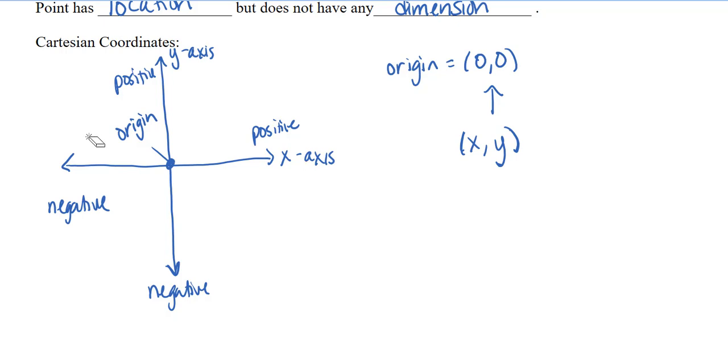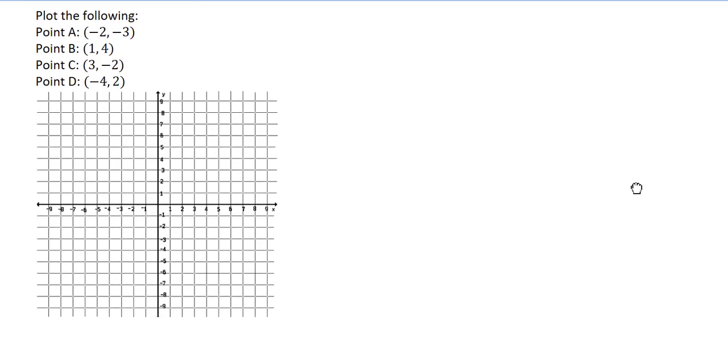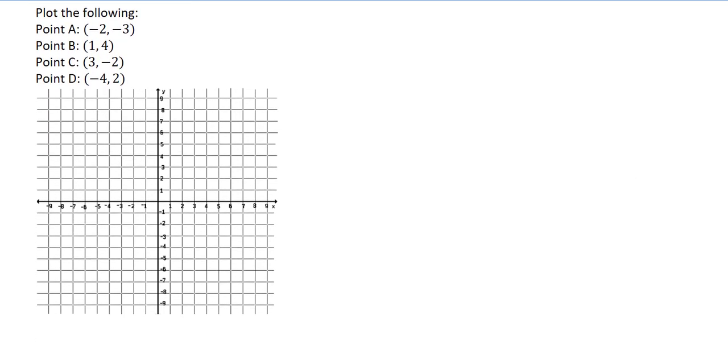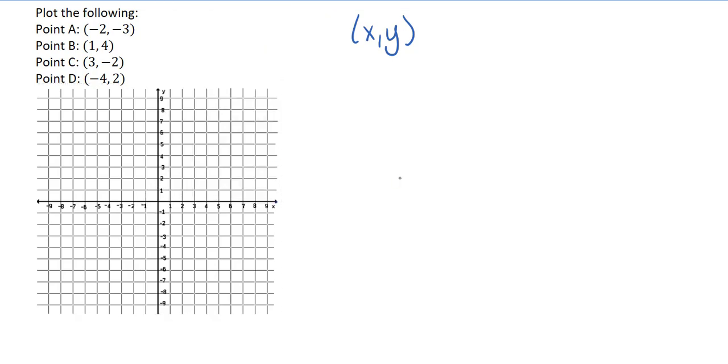So there's that. So example 1. We're going to plot the following. We have all these different points that we're going to plot. For this, we're going to plot A, which is (-2, -3). Remember that this is x and y. So if x is equal to -2, here's our x-axis, right? We need to go from the origin where we start. We start at the origin, we go over 1, 2. So we go to where it is -2.